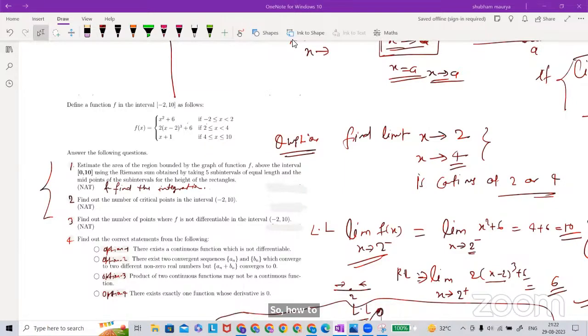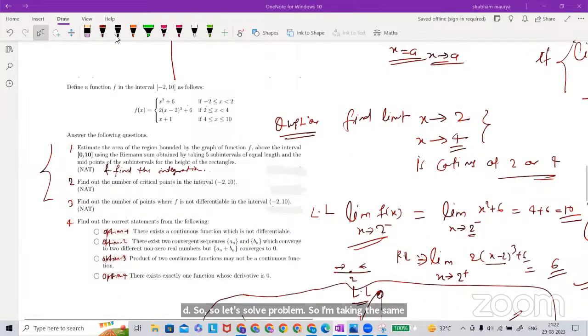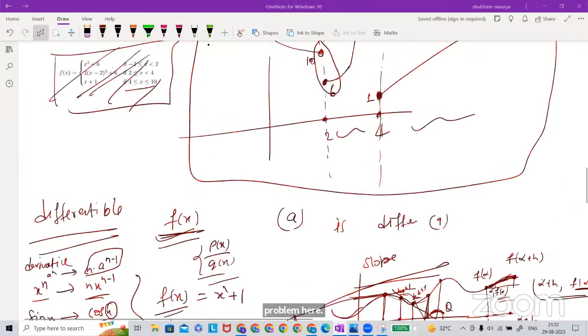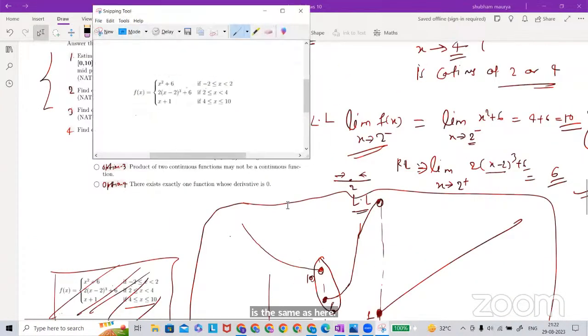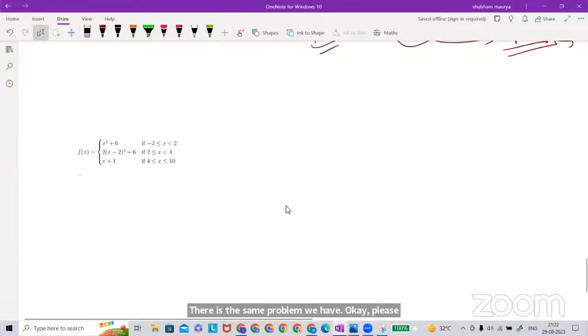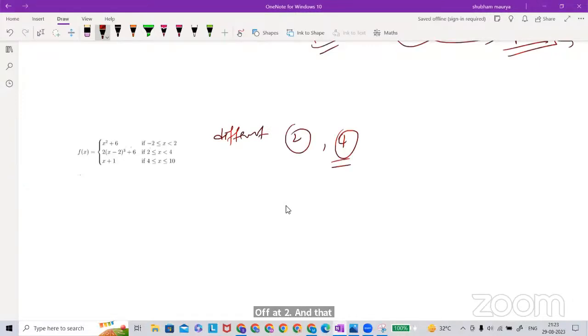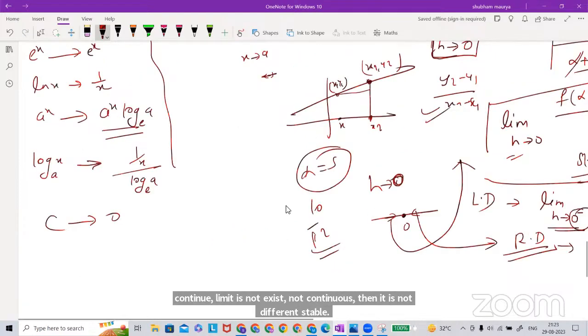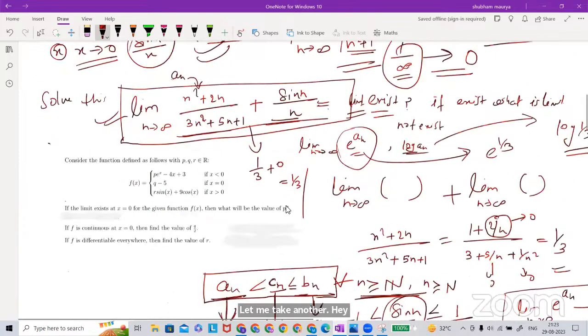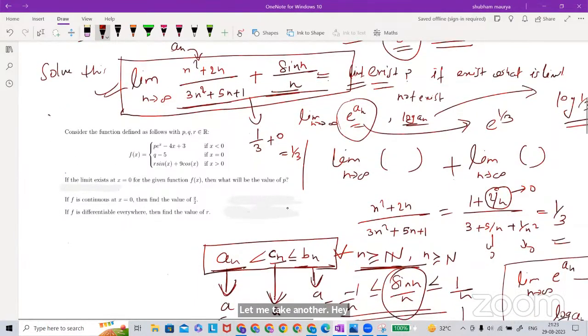So how to find the left-hand derivative and right-hand derivative? Let's solve a problem. I am taking the same problem here, and let's check the derivative. Please everyone check the differentiability at 2 and at 4. Here we have already discussed, it is not continuous. The limit does not exist, not continuous, then it is not differentiable. Let me take another one. This problem we are going to solve now.